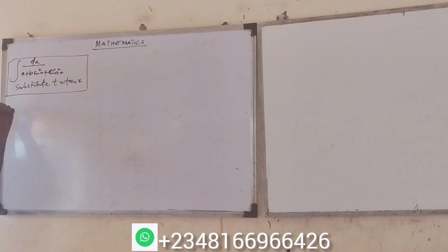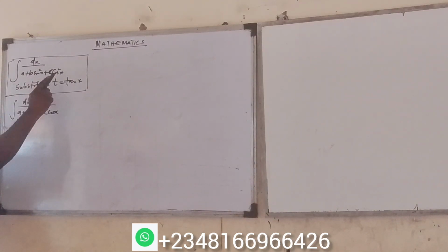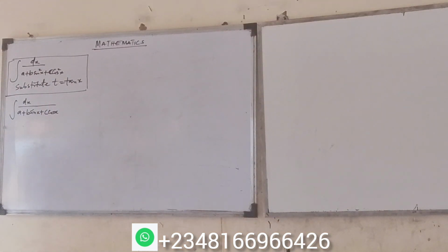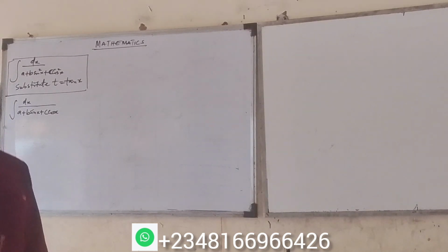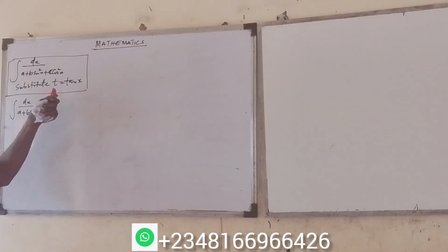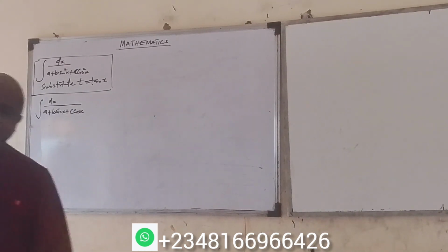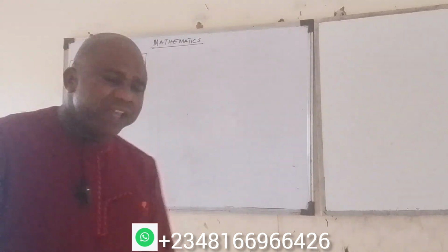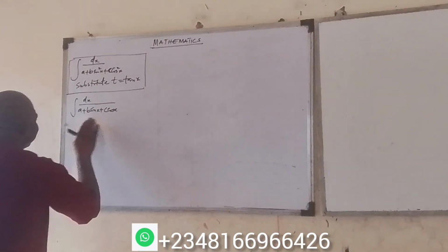in this form: the integral dx over a plus b sine x plus c cos x. Now, if you look, this is different from the previous one. If you look at this function very closely, you will see sine squared, cos squared. So functions with square, sine squared, cos squared, can be analyzed by substituting t equal to tan x. But in this case, you discover that there is no square here.